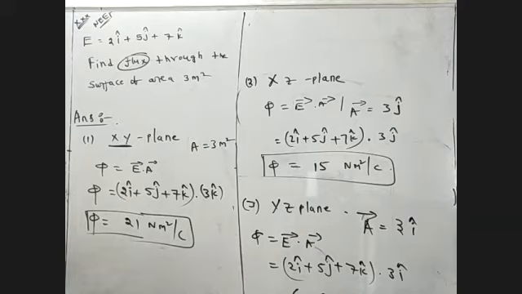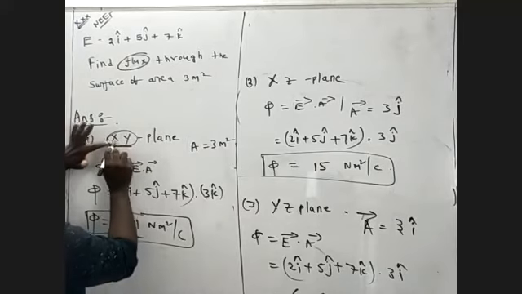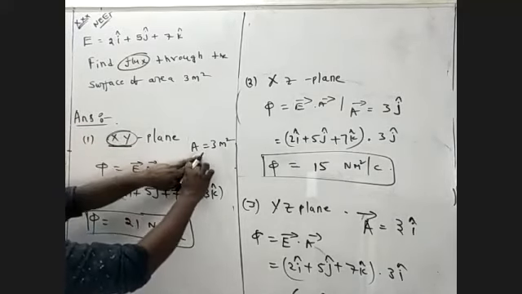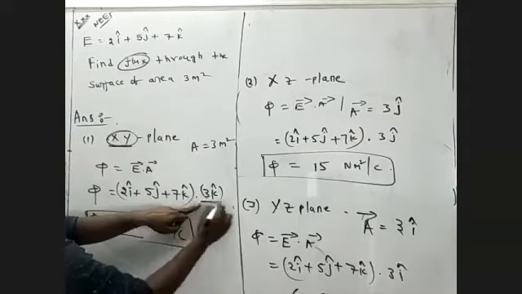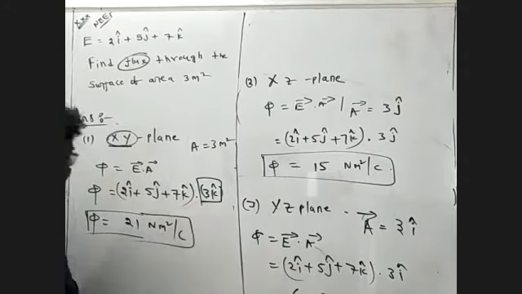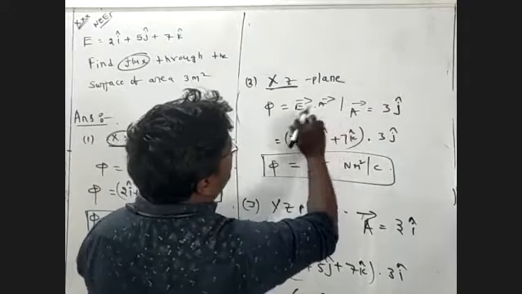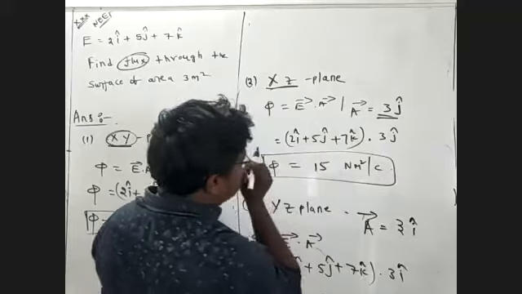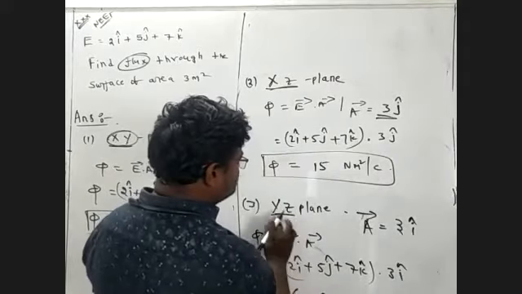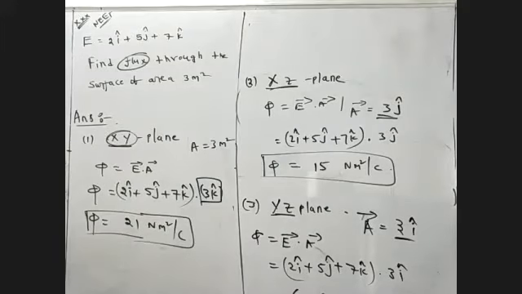Keep in mind, this is very important. For the XY plane, the area is present along Z, so you take K cap. For the XZ plane, the area is present along Y. And for the YZ plane, the area is present along X.